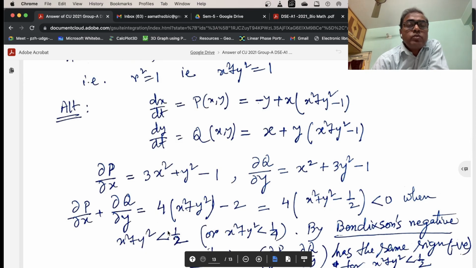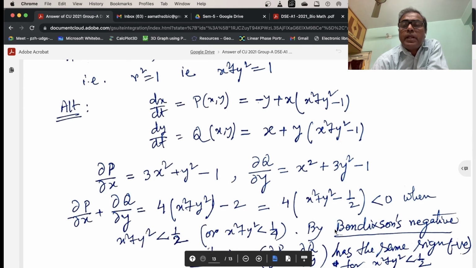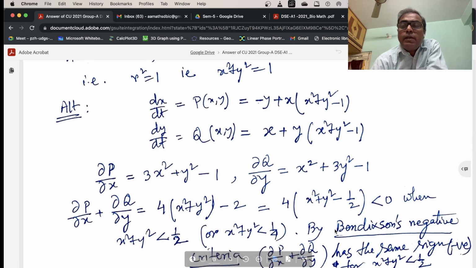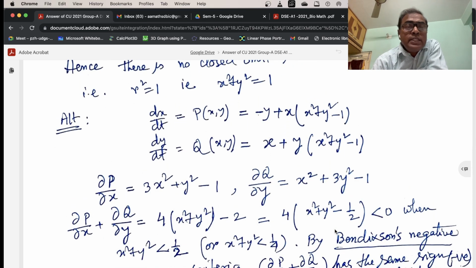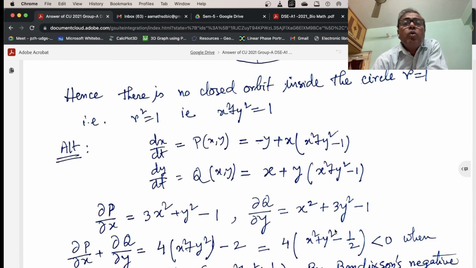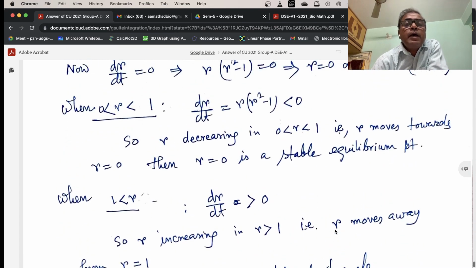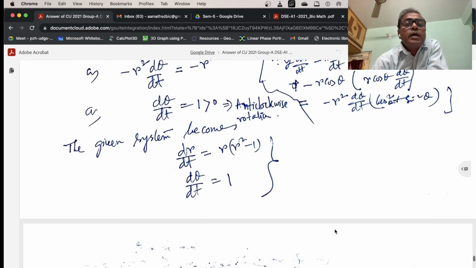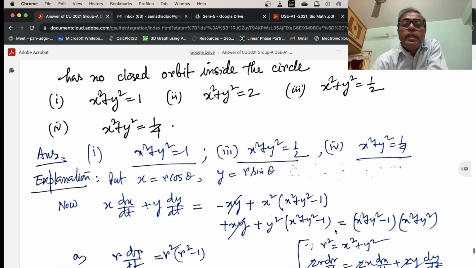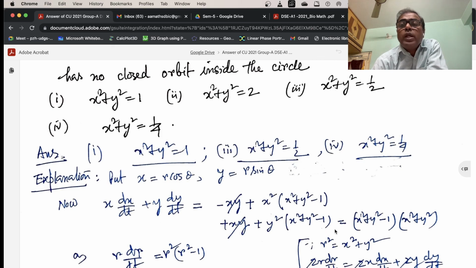In the region x square plus y square less than half or x square plus y square less than 1/4, del P/del x plus del Q/del y is negative. So by the Bendixson negative criterion, it has the same sign, so in this region, x square plus y square less than half or less than 1/4, there is no closed orbit inside the circle. So your answers are options 1, 3 and 4: x square plus y square equal to 1, equal to half, or equal to 1/4.